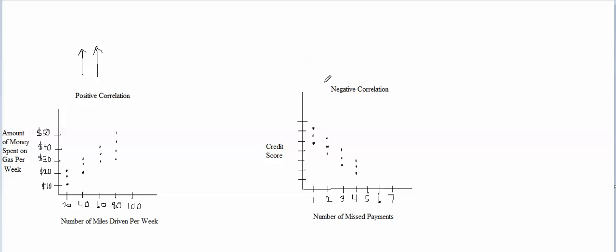If it's a negative correlation, it means that as x goes up, y tends to go down. So the two variables move in opposite directions. In this example, it was as number of missed payments goes up right here, credit score tends to go down over here.